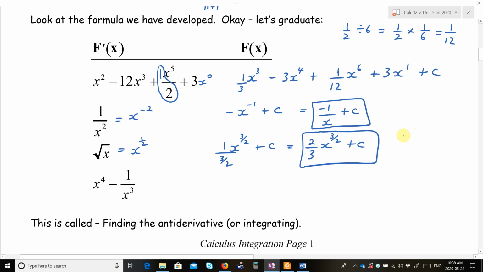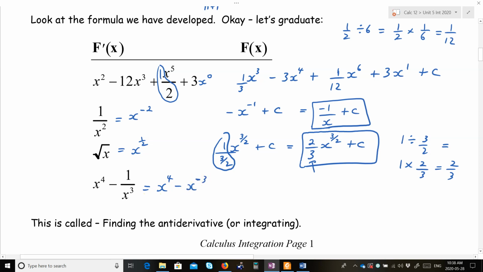Yeah, so what I did there was 1 divided by 3 over 2 is equivalent to 1 times 2 over 3, and so that's where I'm getting the 2 over 3 out front here from. It comes from this calculation.